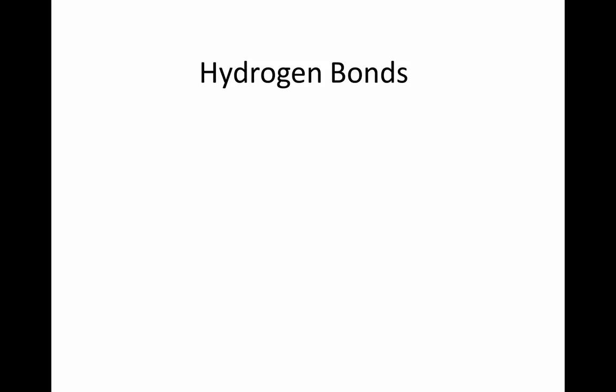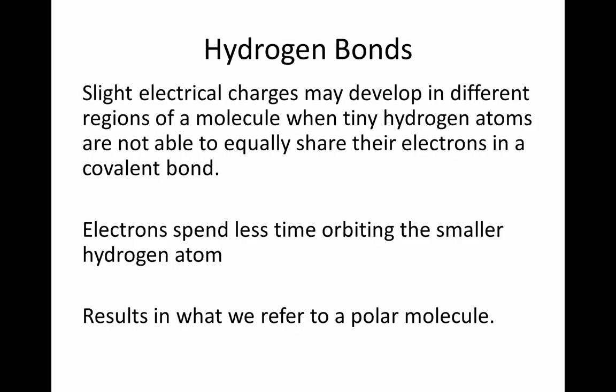Another type of bond, the hydrogen bond, is not like an ionic or a covalent bond formed by the donating and gaining or sharing of electrons. Slight electrical charges may develop in different regions of a molecule when tiny hydrogen atoms are not able to equally share their electrons in a covalent bond. Electrons spend less time orbiting the smaller hydrogen atom. This results in what we refer to as a polar molecule.